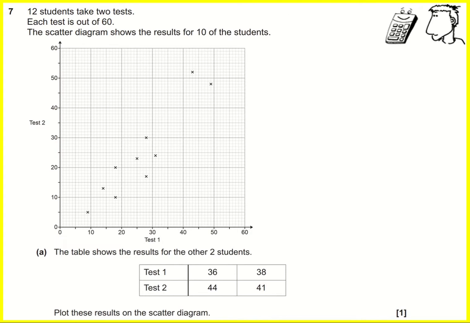We have a scatter graph of people taking tests, test 1 and test 2, and 10 results have been plotted. We're being asked to plot the other 2 results. So we just need to be careful. It's actually these 2 that are plotting together, and then these 2. So 36 and 44 is going to go here, and then 38 and 41 is going to be here.